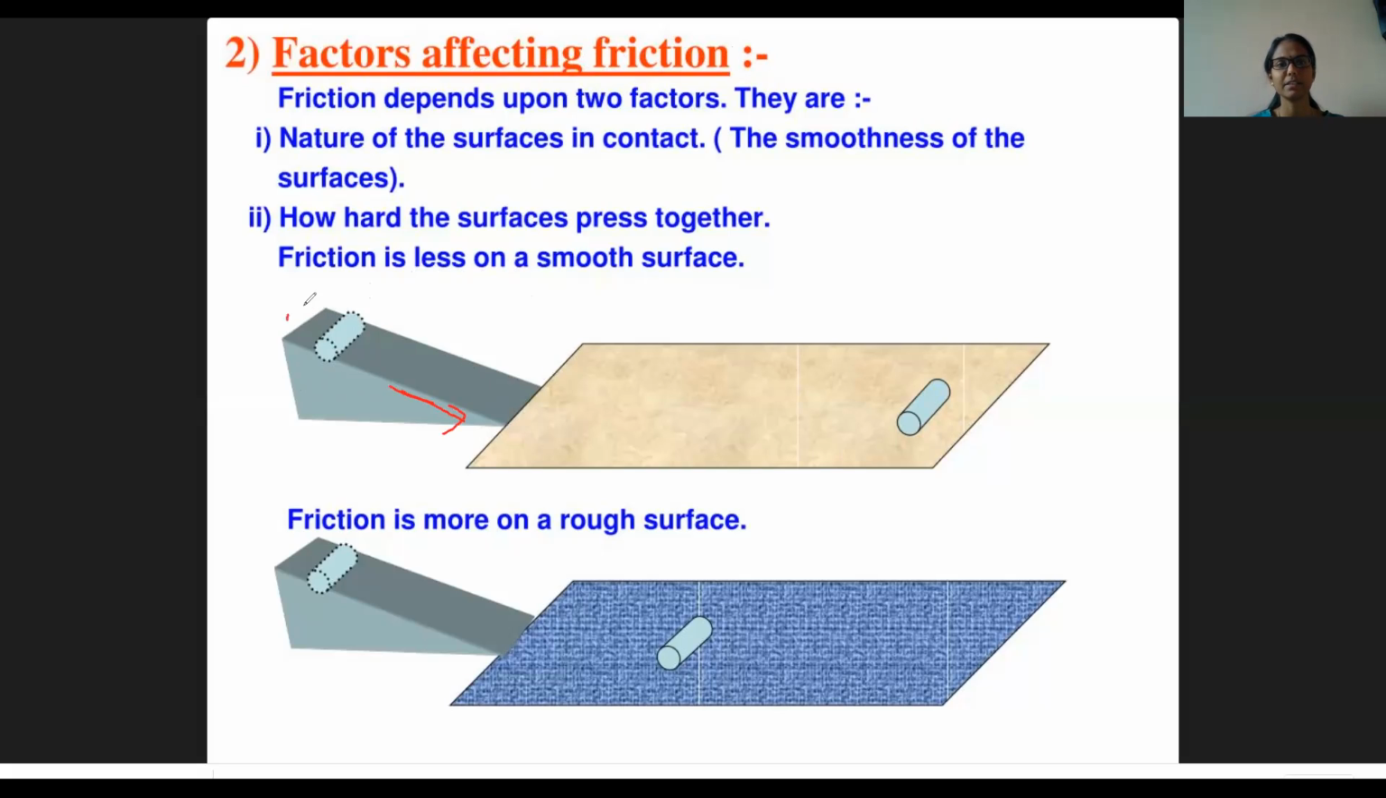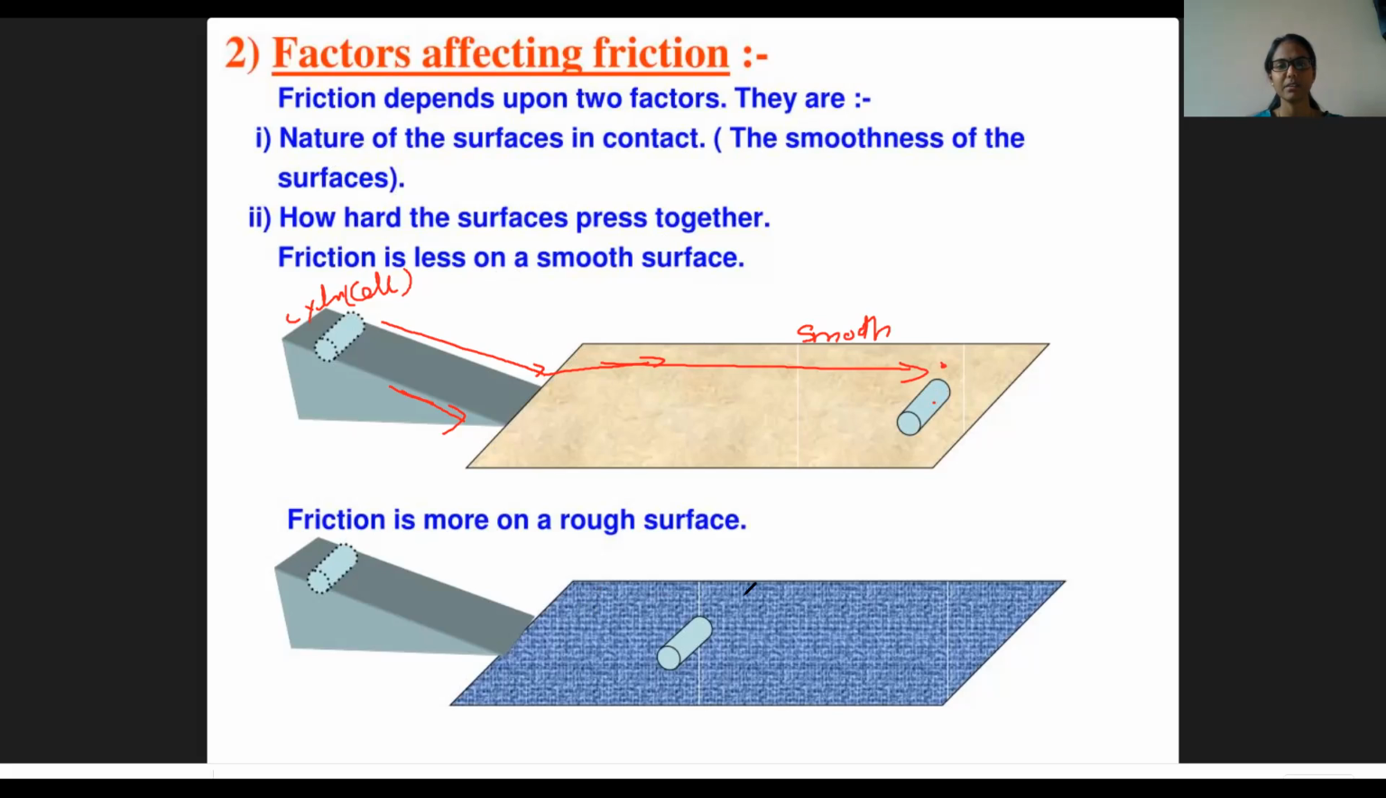Suppose you release a cylinder, like the cell in your rooms, with positive and negative terminals. Let us say that cylindrical object you are going to drop. What happens? It will come down here and go like this. Imagine if there is nothing, it is a very smooth surface, it will go a very far distance. Our factors are the nature of the surface in contact, the smoothness of the surface, how hard the surface is pressed together. Let us see the first activity: imagine it is a smooth surface, like a plastic cover we have taken. What happens? It will cover a larger distance. So if the surface is smooth, irregularities are less, so the object will cover a longer distance.